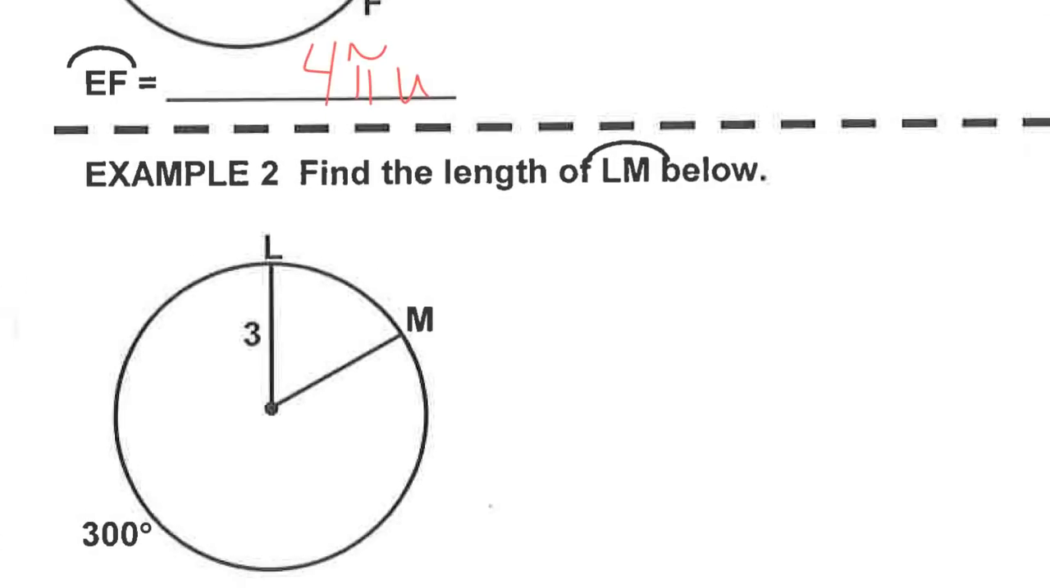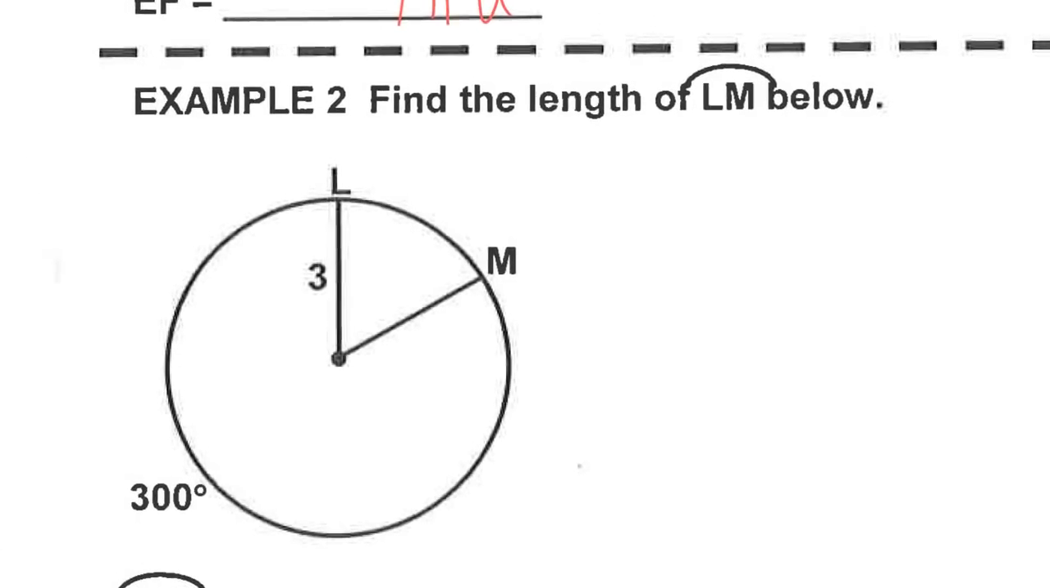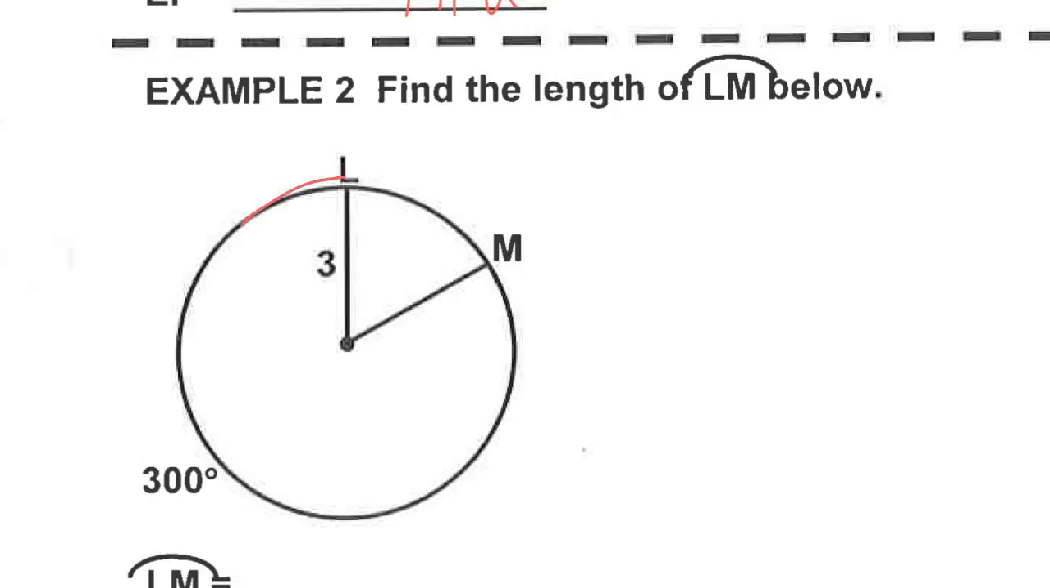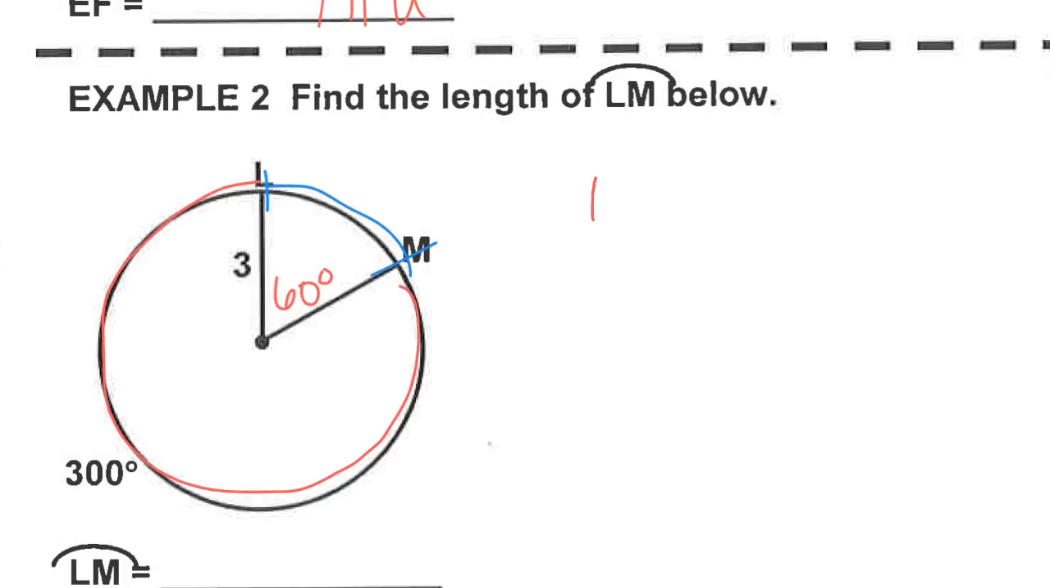Same sort of thing. This time it doesn't directly give us the angle, but they tell us this is 300 degrees. They want to know the length from L to M. Well, I know that if the rest is 300, that what's left inside must be 60 degrees. So now I have my X. So 60 over 360 this time, because I'm using 60 degrees of my 360, times 2 pi times R.